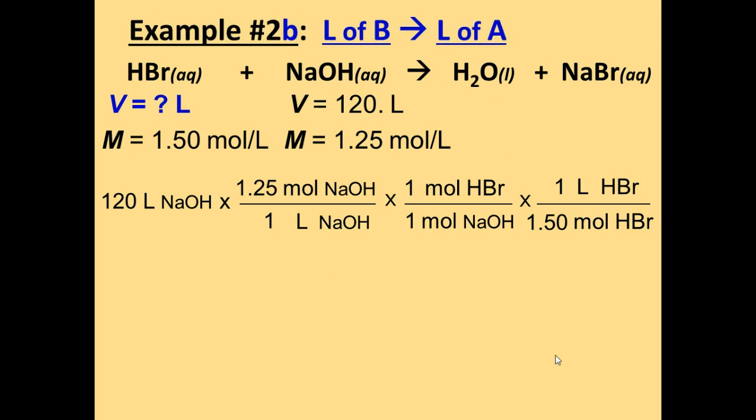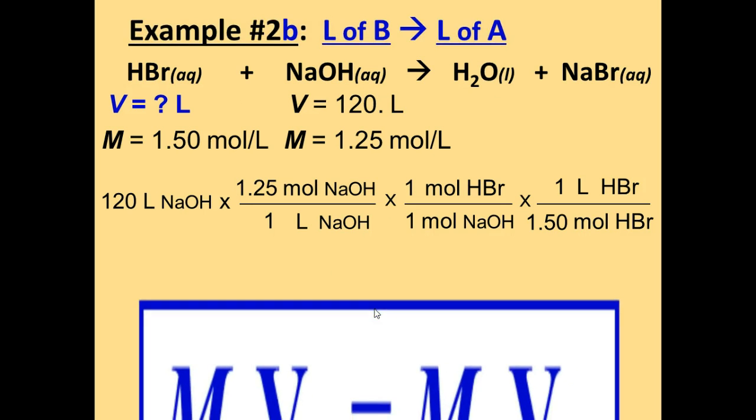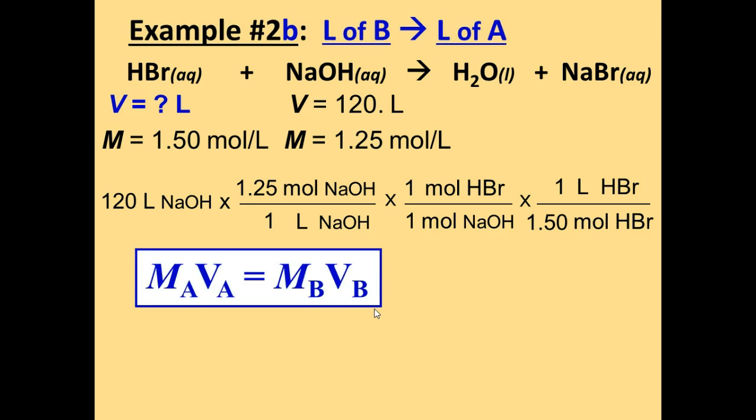Now we're going to do the same problem, but we're going to use M sub A V sub A equals M sub B V sub B. This is the same formula I showed you before, and it's often much easier than doing all the stoichiometry, but both get to the same answer. Remember, you can only use this shortcut when it's a 1-to-1 mole ratio. Here we do have a 1-to-1 mole ratio, so we can definitely use this.